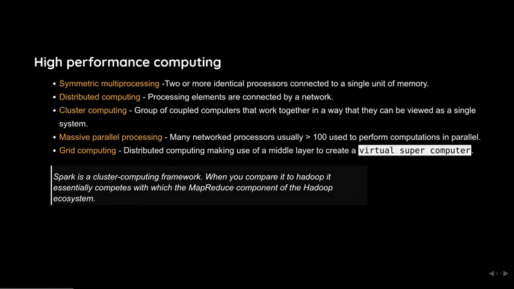When you compare it to Hadoop, it essentially competes with the MapReduce component of the Hadoop ecosystem. Spark does not have its own distributed file system, but can use the Hadoop Distributed File System, or HDFS. Spark uses memory and can use disk for processing, whereas MapReduce has a strictly disk-based processing approach.